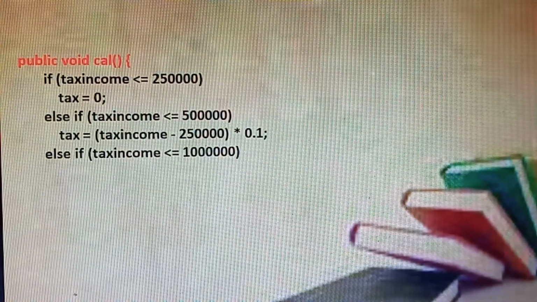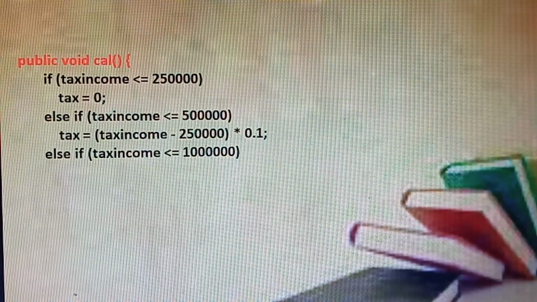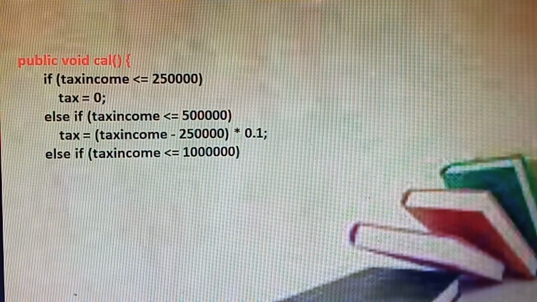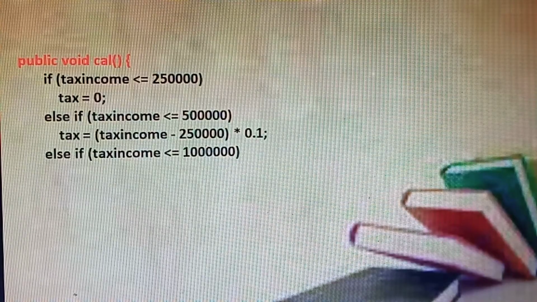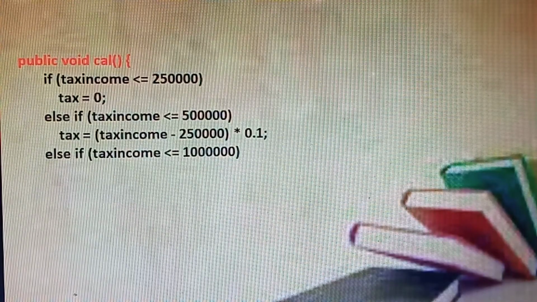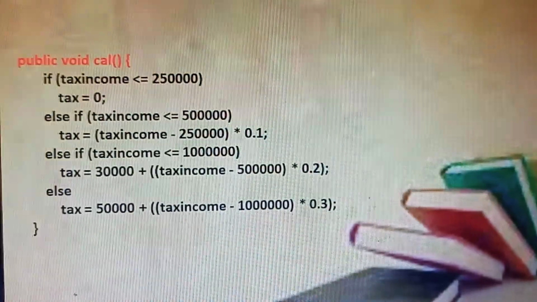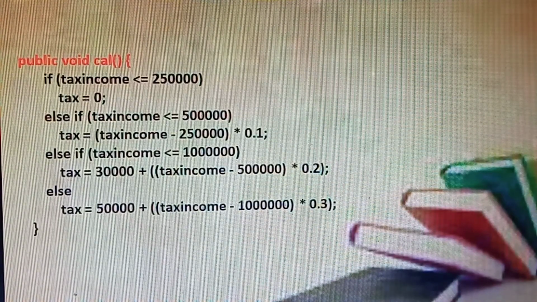Now in public void calculate, that means you have to calculate using if and else statement. If taxIncome is less than 2,50,000, so tax is null. Else if taxIncome is less than or equal to 5,00,000, so tax is equal to (taxIncome minus 2,50,000) into 0.1. Else if taxIncome is less than or equal to 10,00,000, so tax is equal to 30,000 plus, then open the bracket, taxIncome minus 5,00,000 into 0.2 and close the bracket, terminate with a semicolon.